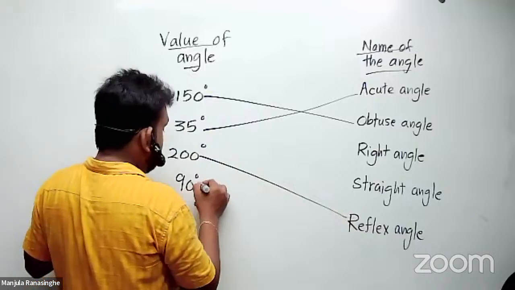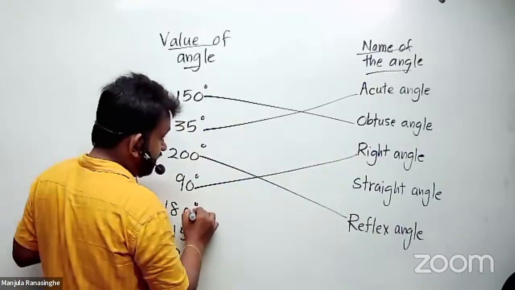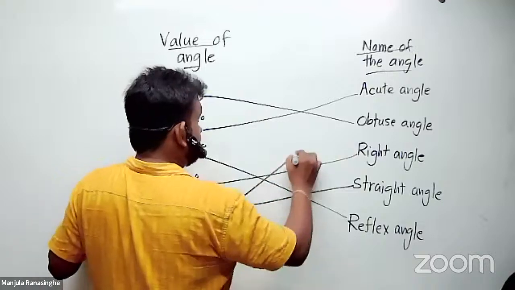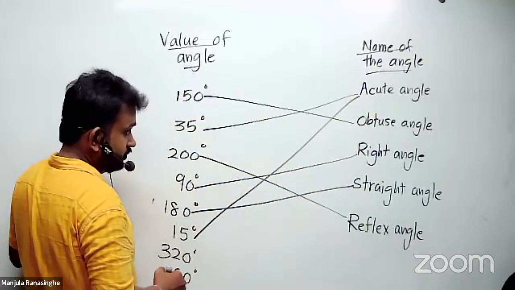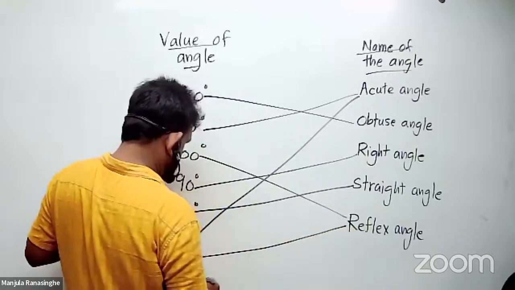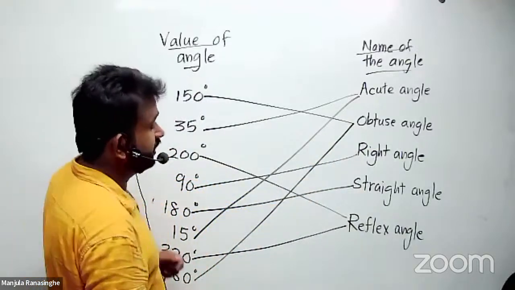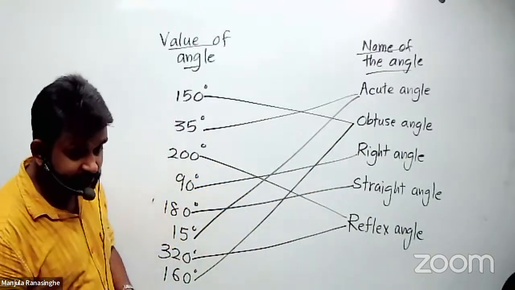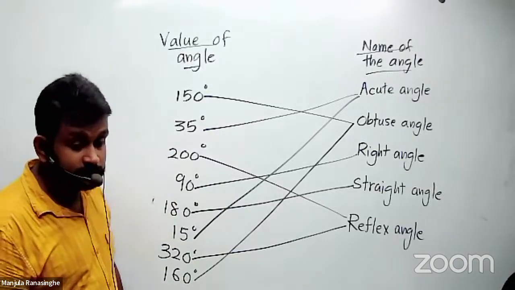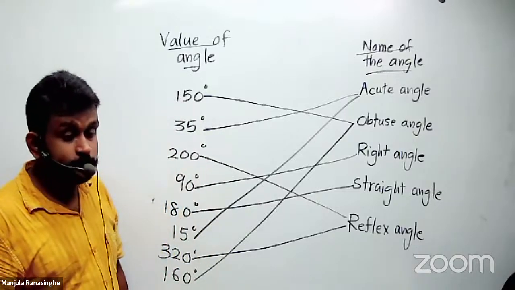Then 90 degree, exactly 90, means right angle. Then 180 means exactly straight angle. Then 15 degree is acute angle. Then 320 is reflex angle. Then 160 is obtuse angle. Hands up those who got all the answers correct. Okay, we're done.